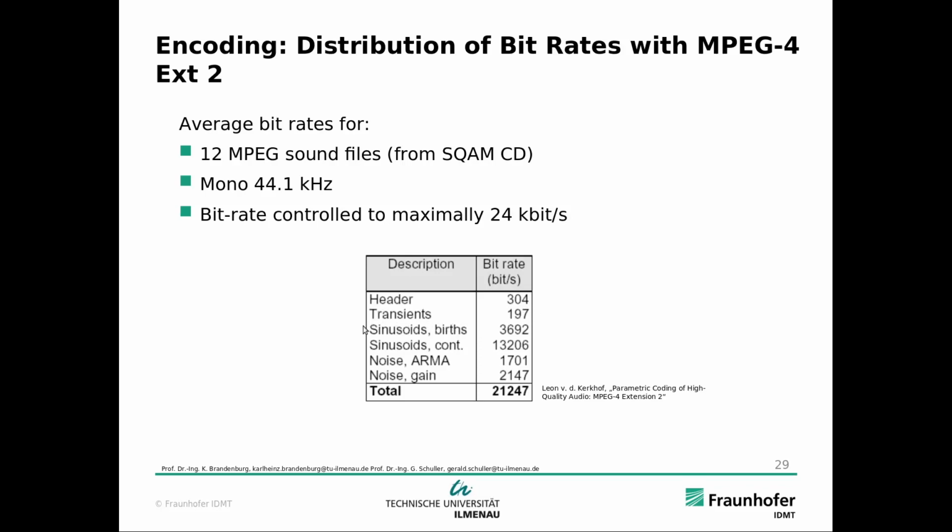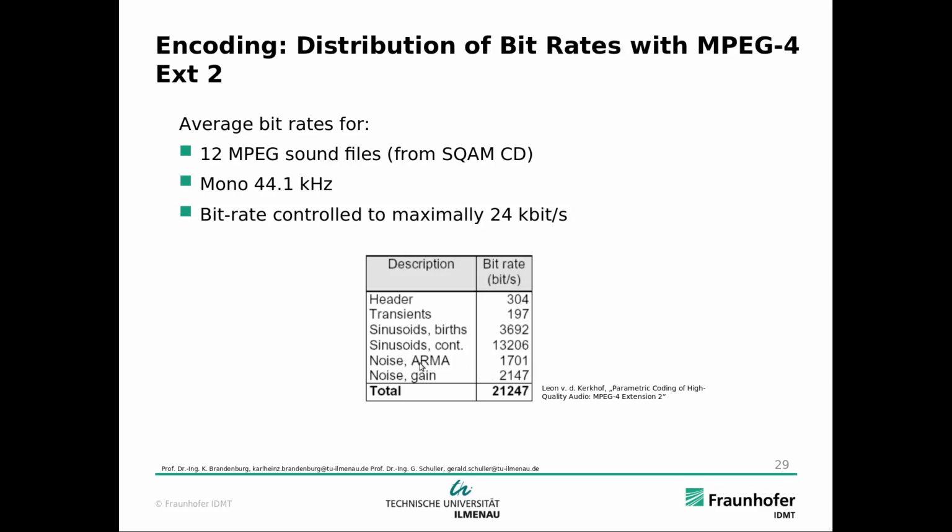Then we have the sinusoids' birth, which means the beginnings, 3692 bits per second. And we saw that when they continue in the next block, we just have the differences, so they are more efficiently encoded. But since we have many sinusoids continuing, this is actually the bulk of the bits. So we have 13,206 bits per second for the continuing sinusoids. Then we have the noise with our LPC model with 1,701 bits per second.